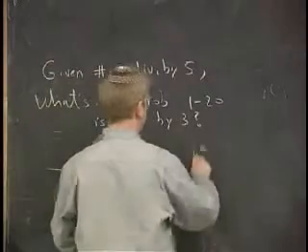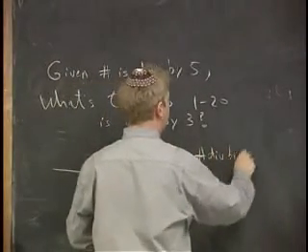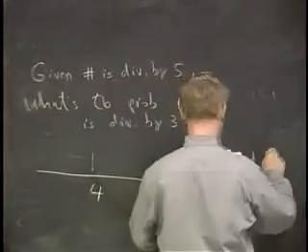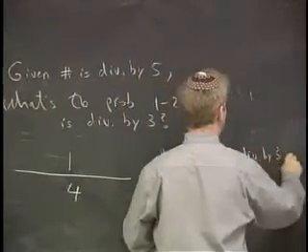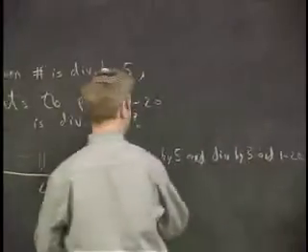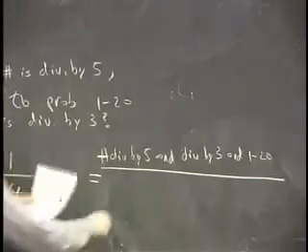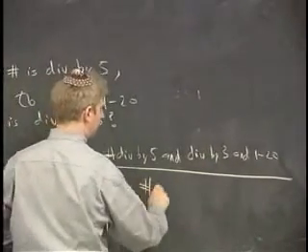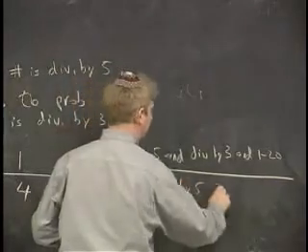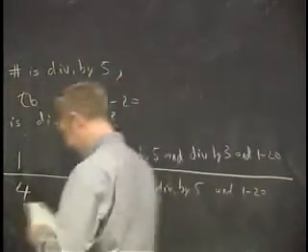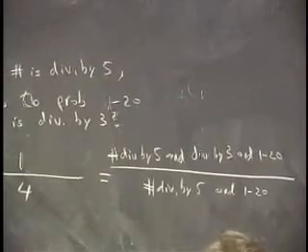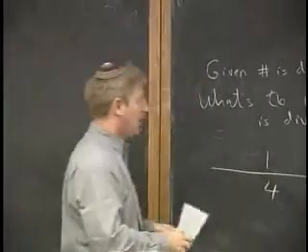On the top here are the numbers that are divisible by 5 and divisible by 3 and are between 1 and 20. And there's one of those numbers, right? The number divisible by 5, divisible by 3, and between 1 and 20. And on the bottom is what? The number divisible by 5 and between 1 and 20. So based on this, there's a different way to look at this. Very much going to be the same answer.